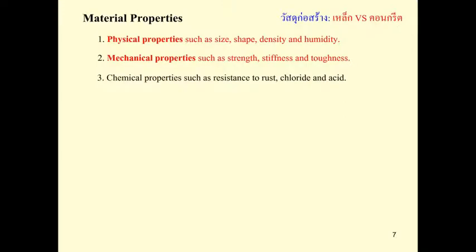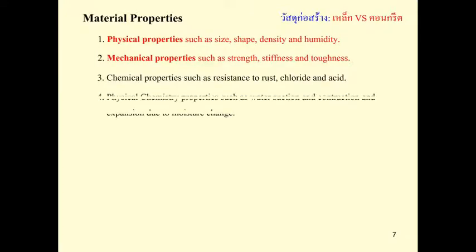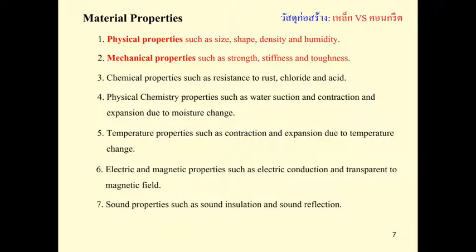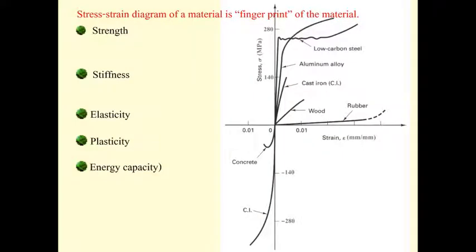There are some other material properties but they are not important for us. For example, chemical property, physical chemistry property, temperature property, electromechanical property, sound property, or light property. So mainly, as a civil engineer, you got to consider mainly the physical property, such as the size and the shape of the material, and the mechanical property, which is the strength, stiffness, and toughness of the material.